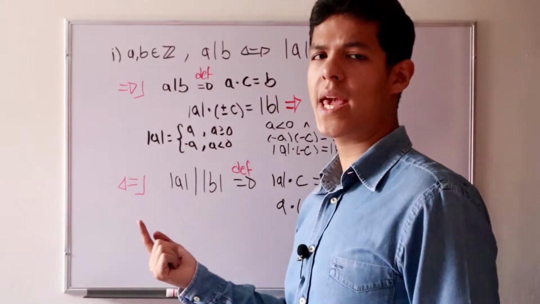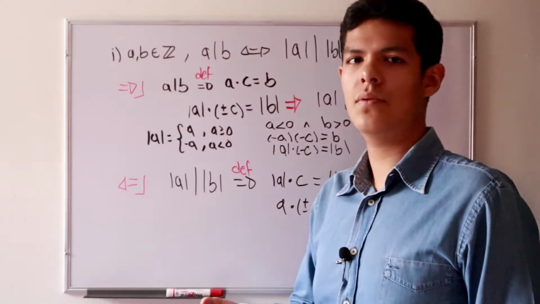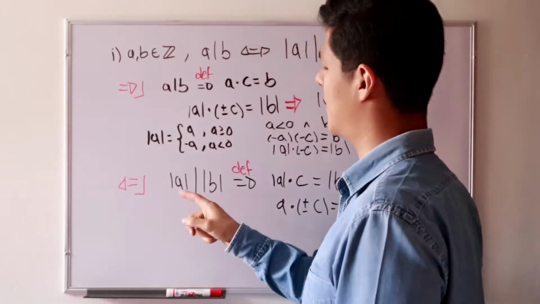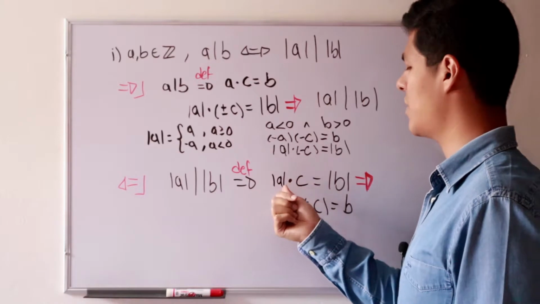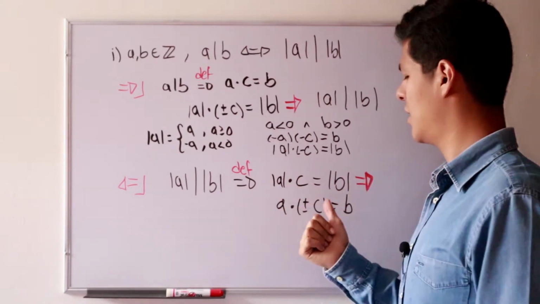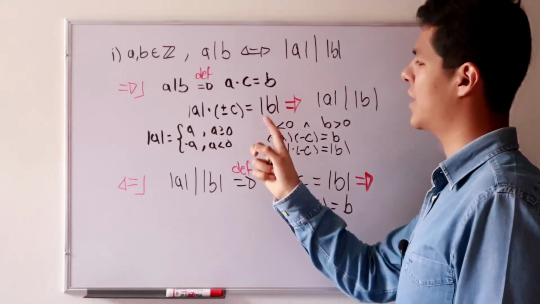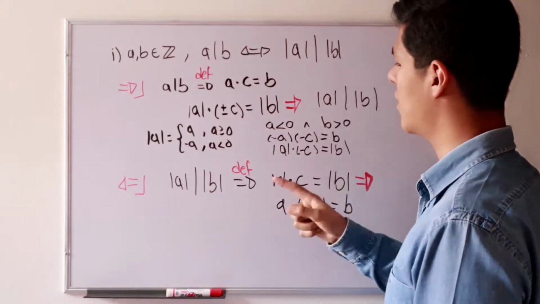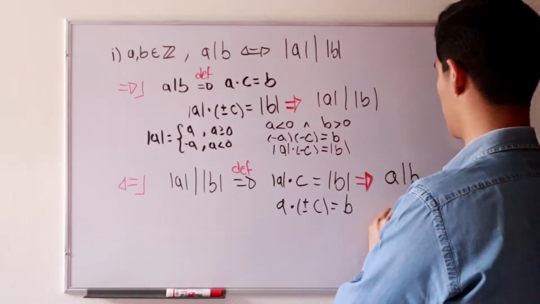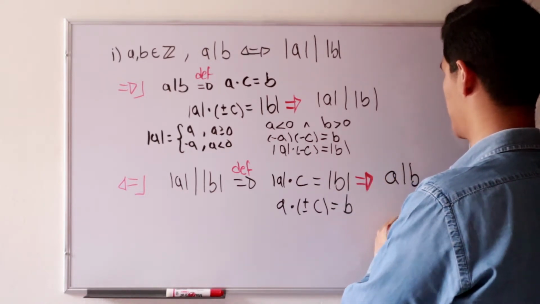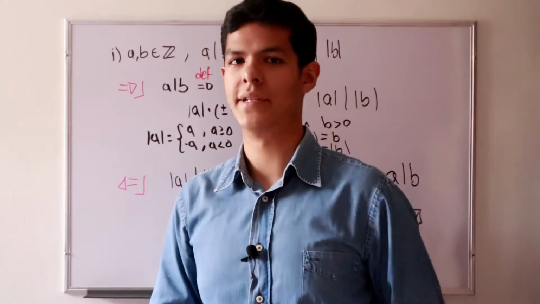And the second implication is similar to the first one. We just need to see the cases. So if the absolute value of A divides the absolute value of B, then the absolute value of A times C equals the absolute value of B. Then we only have to arrange the signs similarly to the first one. So we can conclude that if this happens, A divides B. So this proposition, guys, is correct. So let's continue to the second.